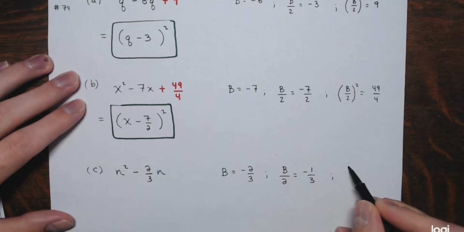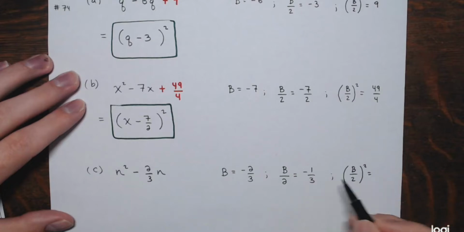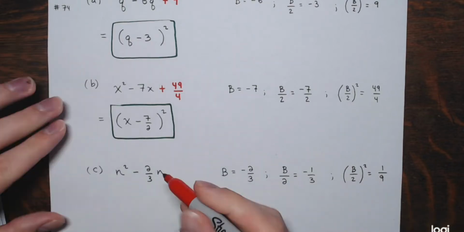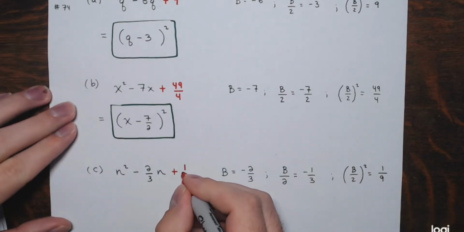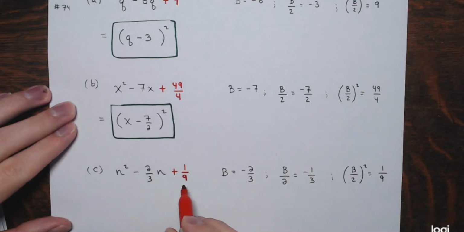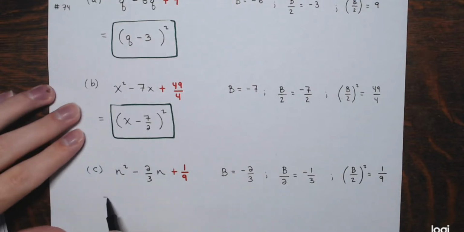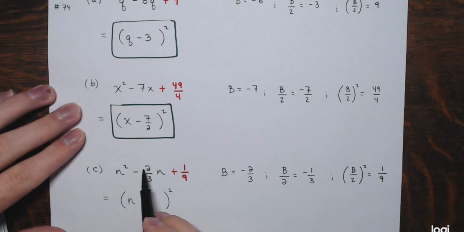Then this gets squared. Half of b squared would be +1/9. And that's the number that gets added onto this binomial to turn it into a perfect square trinomial. So I add on 1/9. After adding 1/9, I now have an expression that can be rewritten as a binomial squared. And this binomial is the variable n plus whatever half the linear coefficient was. That b over 2 was negative 1/3.